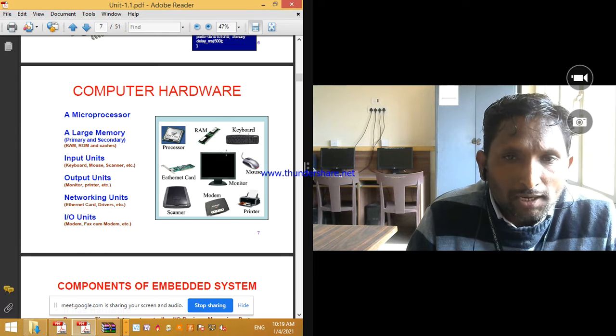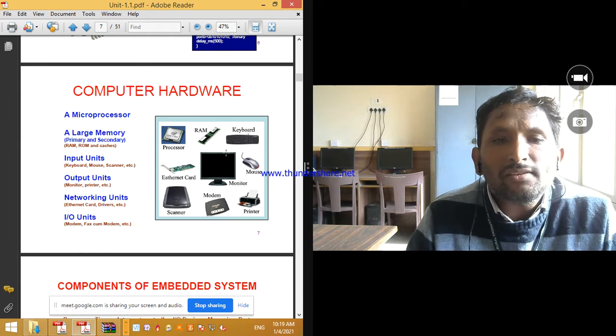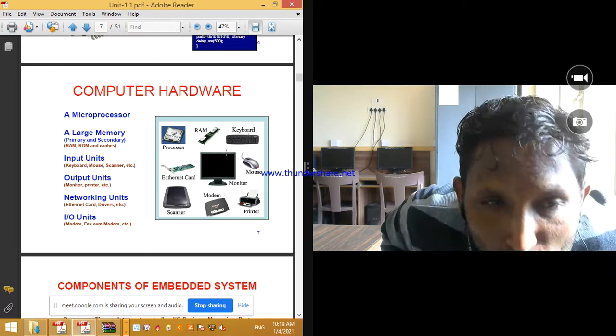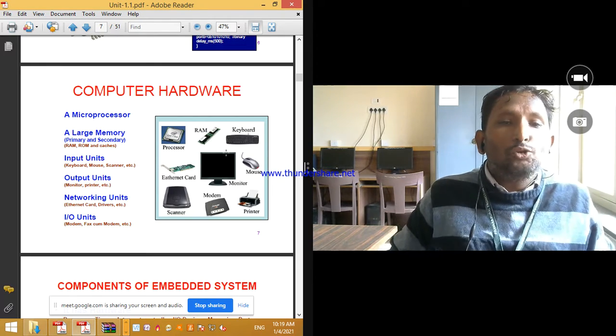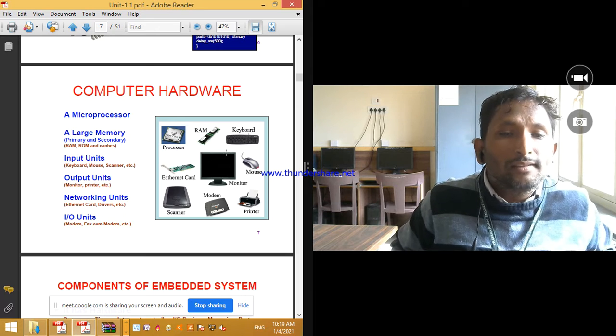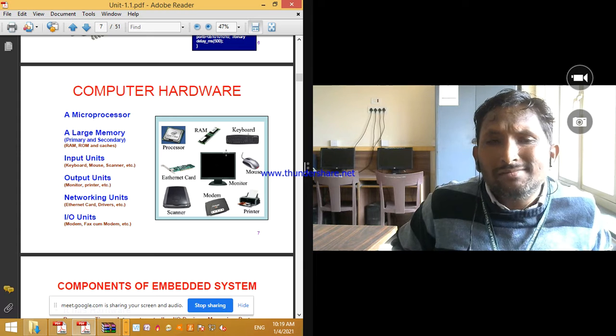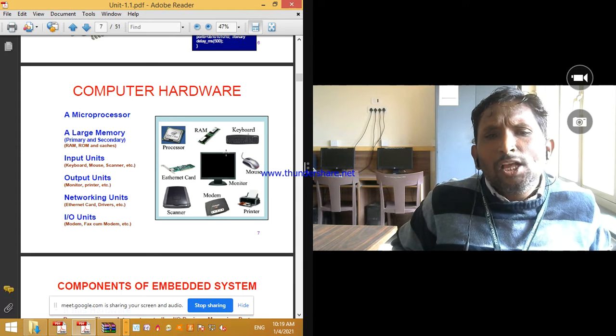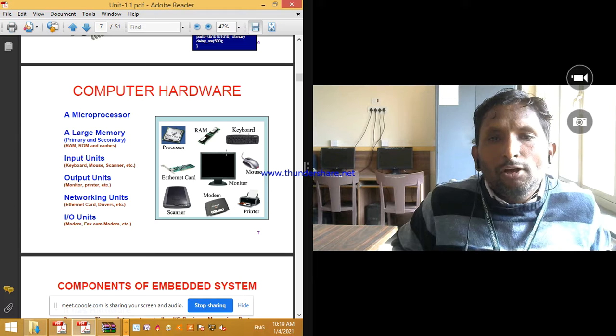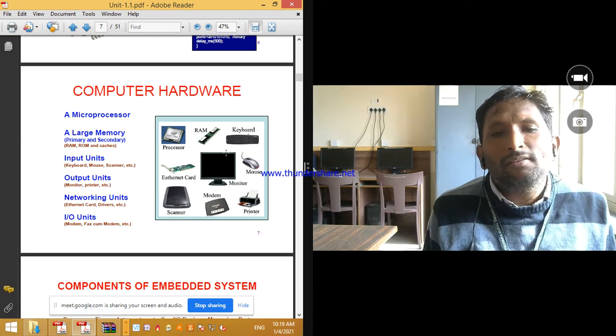Microprocessor and the microcontrollers, these are the hardware. A memory system is required, primary and secondary. Input units: keyboard, mouse and the scanners. Output units: monitor and printers. Network units: Ethernet cards and drivers. Input and output units: modem, Paxcom modem. These are the different hardware required to execute any kind of embedded system.